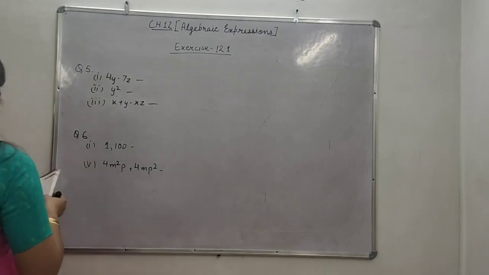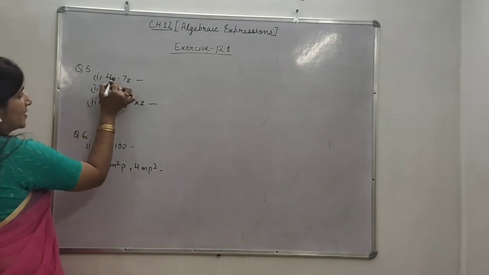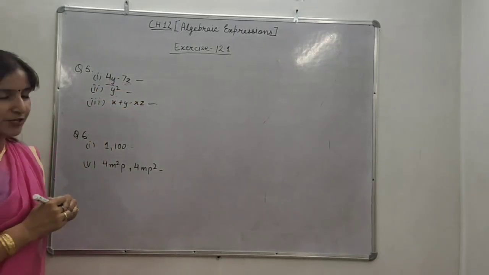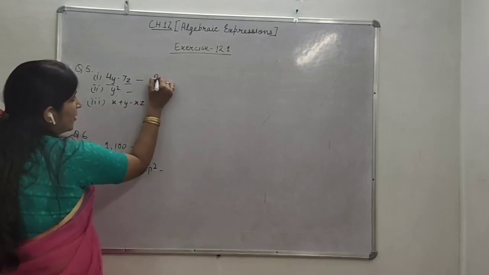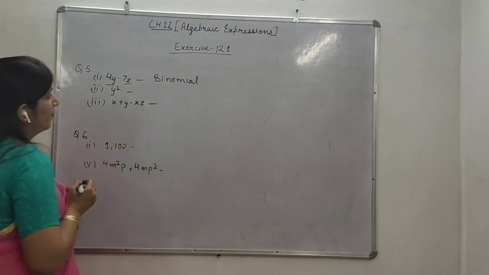So let us start. The first part I have written is 4y minus 7z. You can see in this expression there are 2 terms, 1, 2. So what is the name of this type of expression? That is binomial. So we can write here binomial. You need to write only this much.